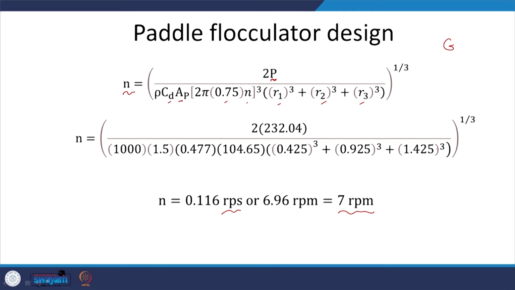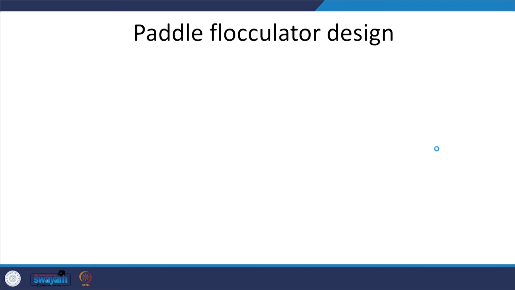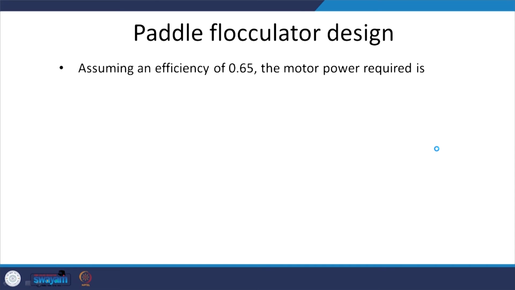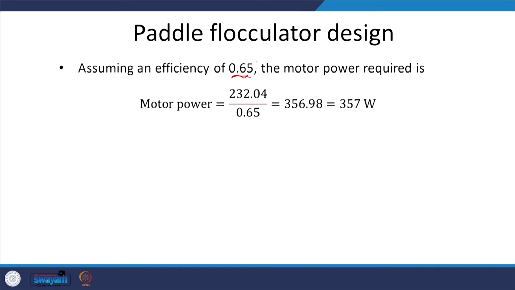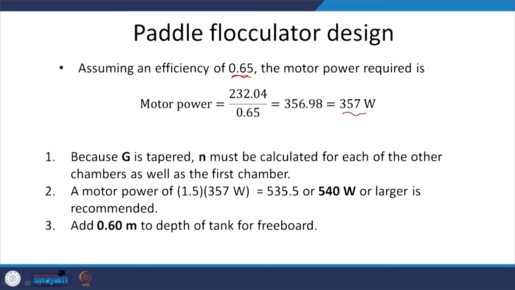Again, you can understand that it's not very fast, obviously, because in a flocculation tank you want the mixing to be relatively gentle. So let's move on. Assuming an efficiency of 0.65, as in not all the power from the motor is going to be transferred to the water via the paddles. So here we are assuming that the efficiency is 0.65. So motor power required is the relevant aspect.